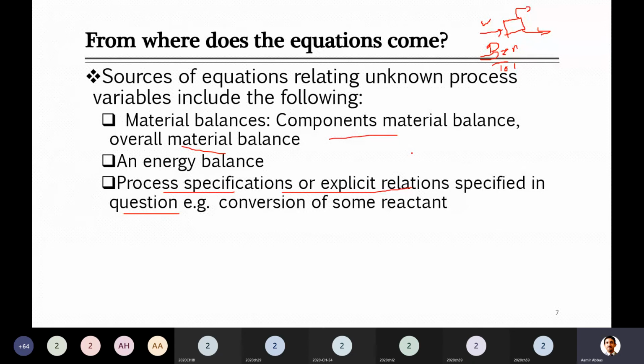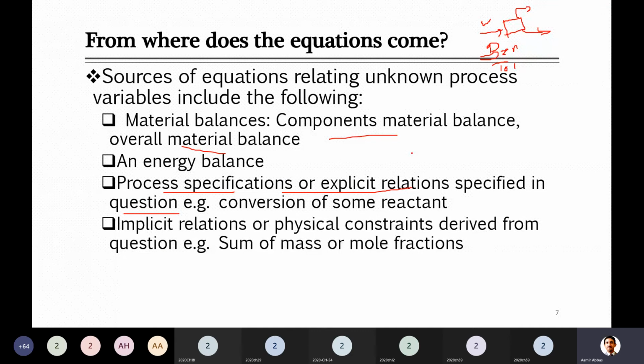Conversion is involved in reaction systems, so later when we study the reaction system, we will define how the conversion equation will help us. But this is one of the pieces of information which is sometimes given in the question.